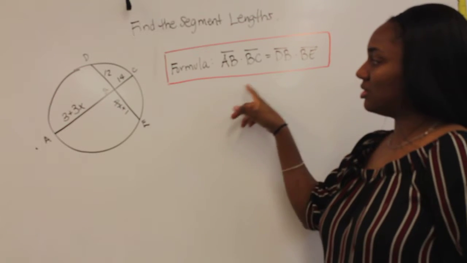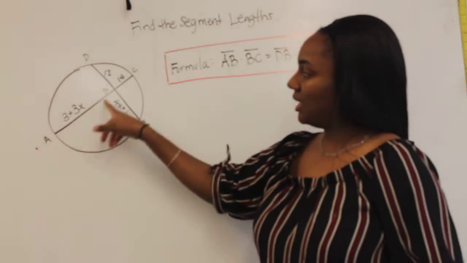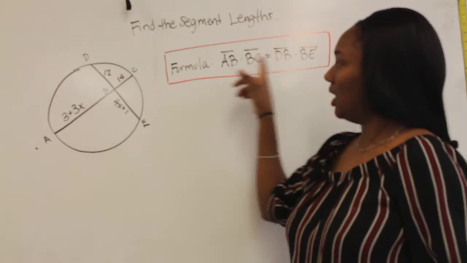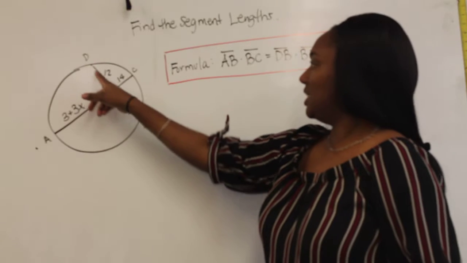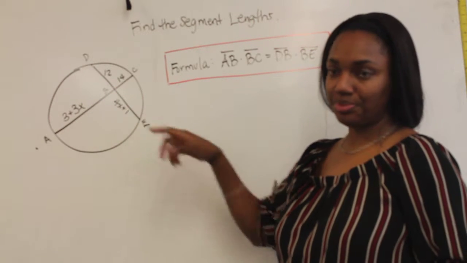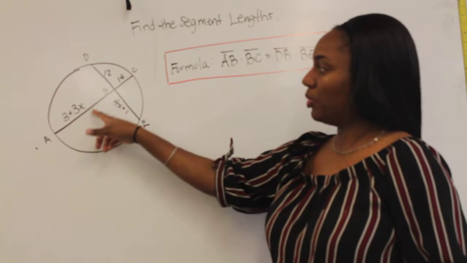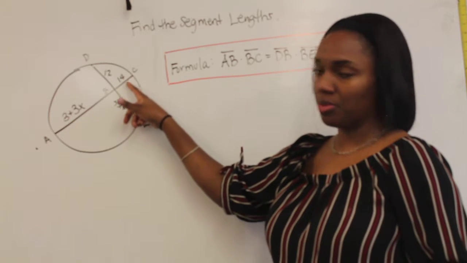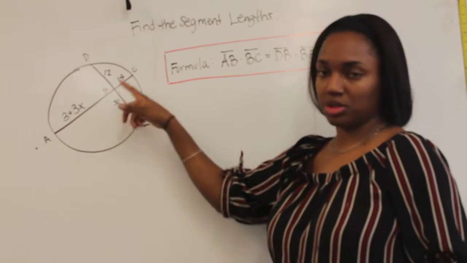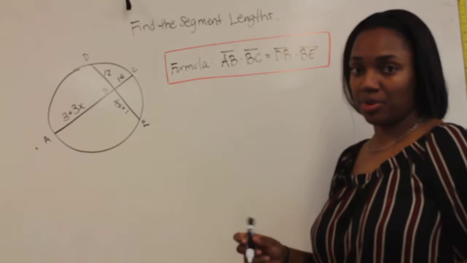So the formula is the segment A to B times B to C equals D to B times B to E. So basically, one portion of the chord times the other portion is equal to one portion of the chord times the other portion. Let's set it up using our example here.